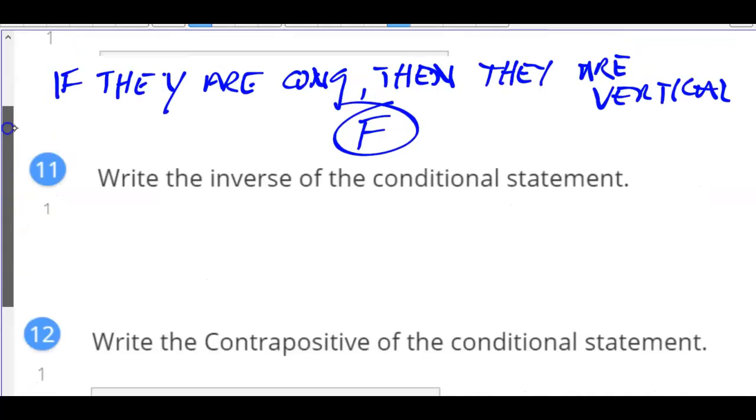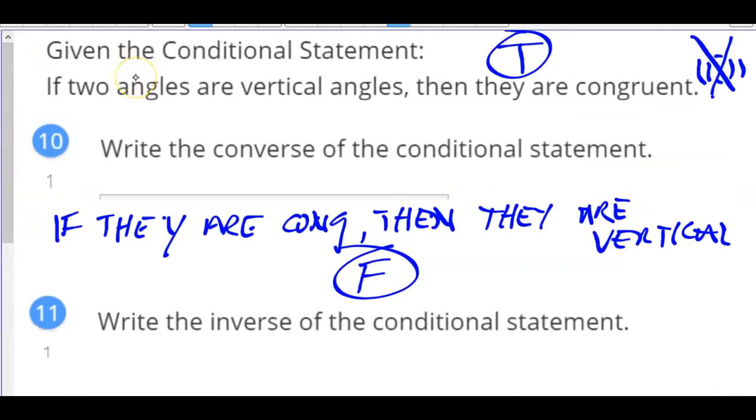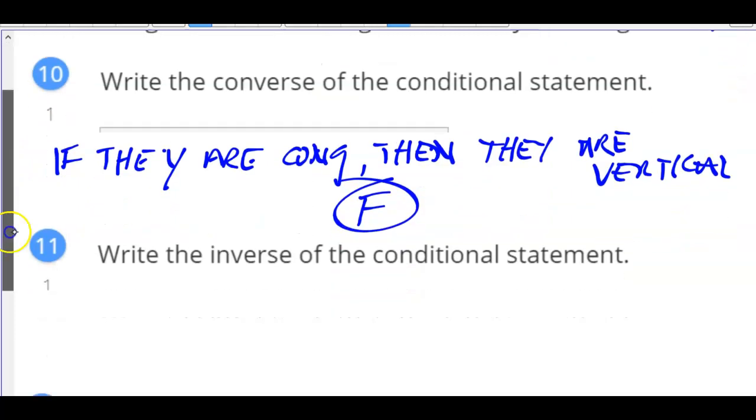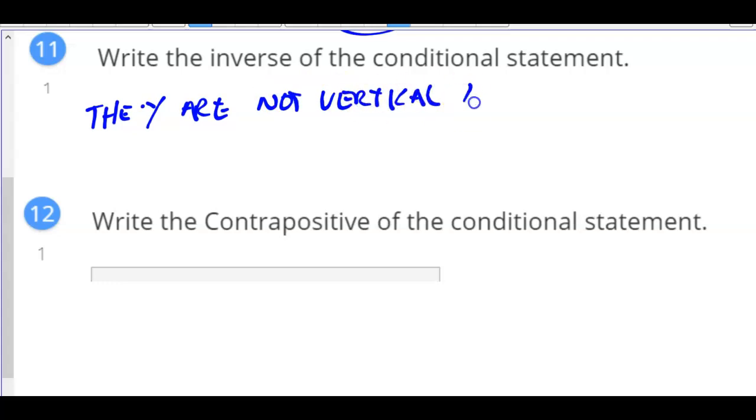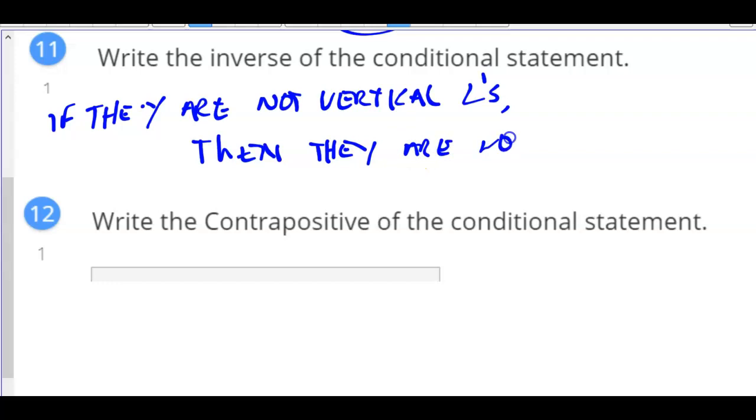Let's try it again. We're going to the very beginning conditional statement: if vertical angles, then they're congruent. So the inverse is: if they are not vertical angles, then they are not congruent. Woo, that's messy. I am sorry.